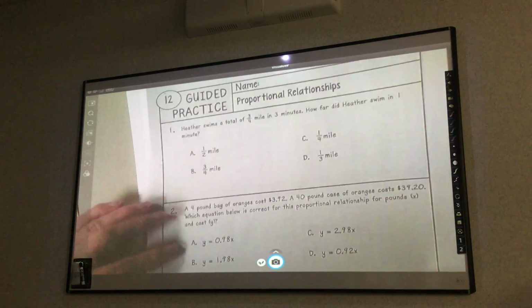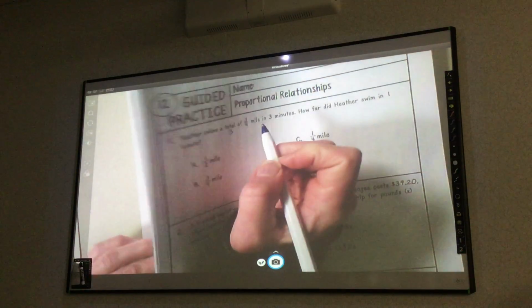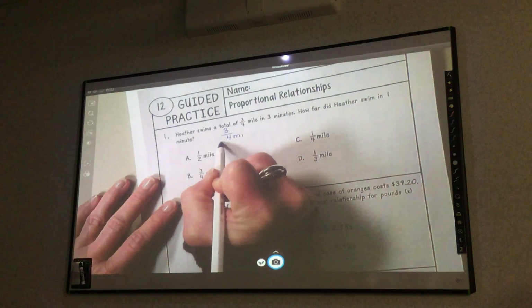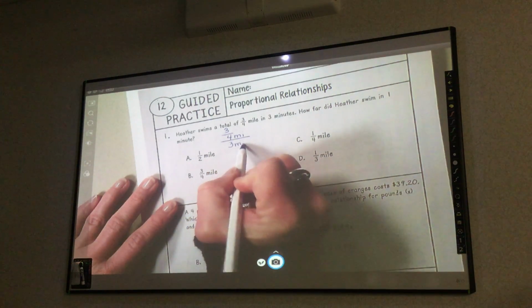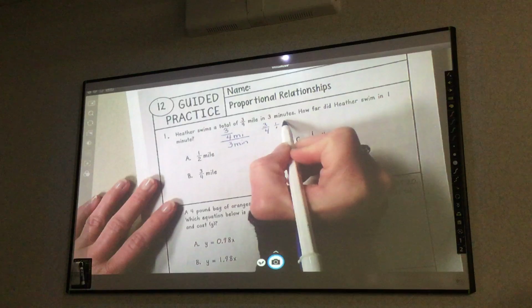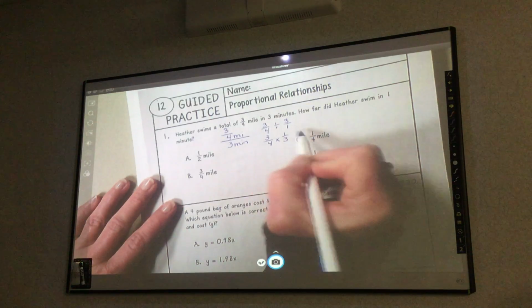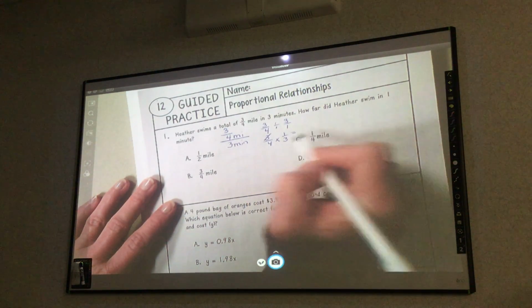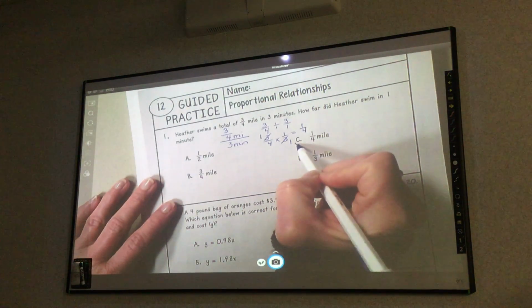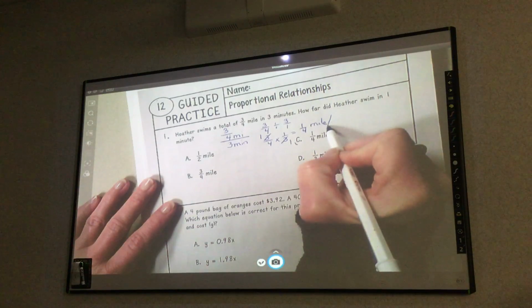So Heather swims a total of 3/4 miles in 3 minutes. How far did Heather swim in 1 minute? That's 3/4 miles in 3 minutes. We're doing the same thing, it's just division. 3/4 divided by 3 over 1 is 3/4 times 1 over 3, which I'm gonna reduce by 3. I get 1/4. So she swam 1/4 miles per minute.